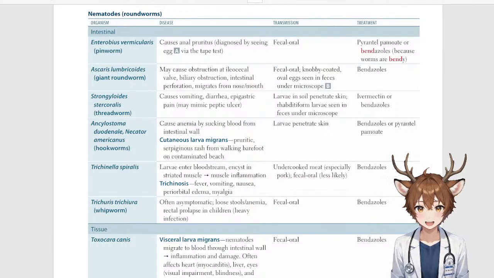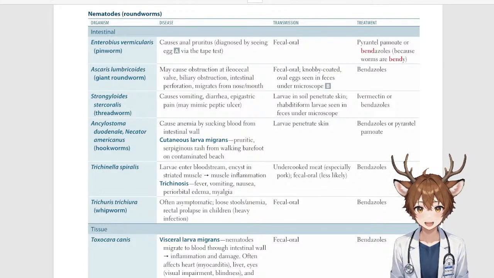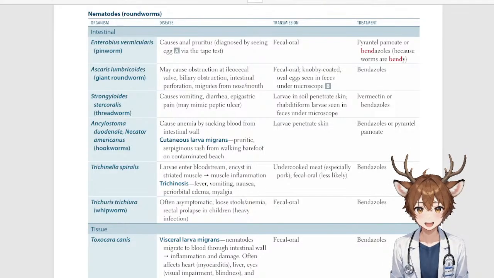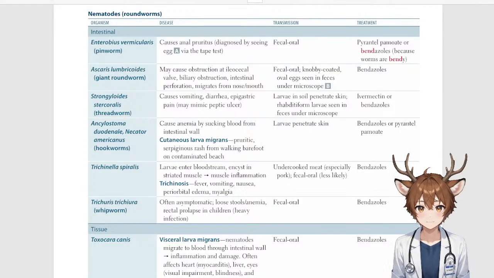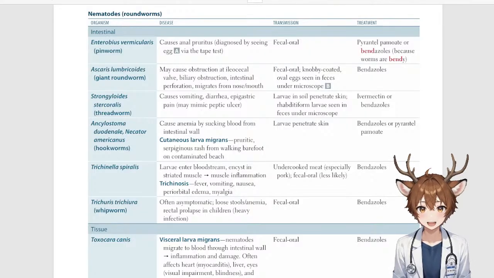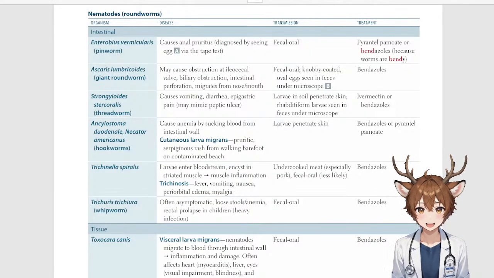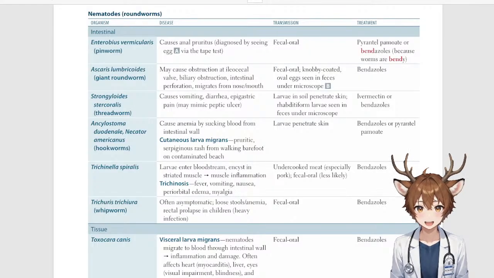Strongyloides stercoralis, threadworm. Its disease would be GI, like duodenitis, pulmonary, like dry cough, hemoptysis, and cutaneous, like pruritus. So a lot of different things it can affect. Hyperinfection syndrome may be caused by accelerated autoinfection in the immunocompromised. Transmission would be via larvae in soil penetrating the skin. Rhabditiform larvae seen in feces under microscope.